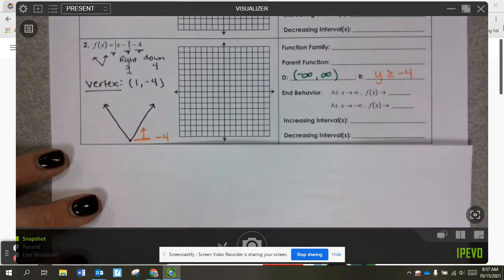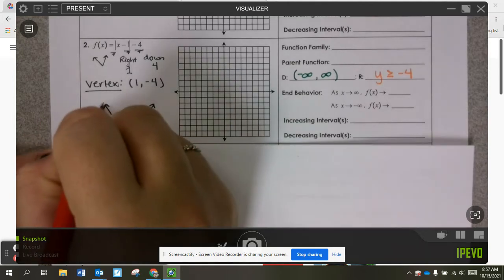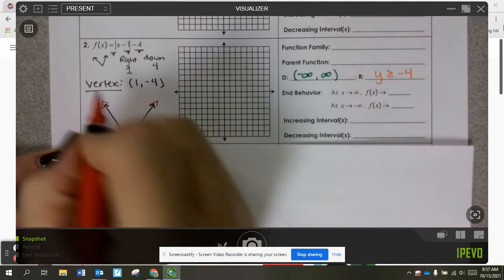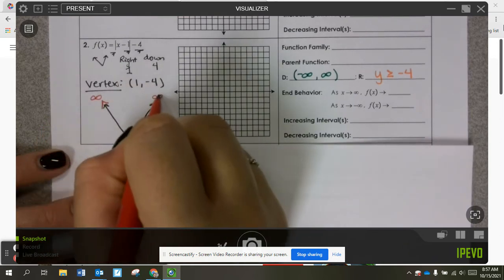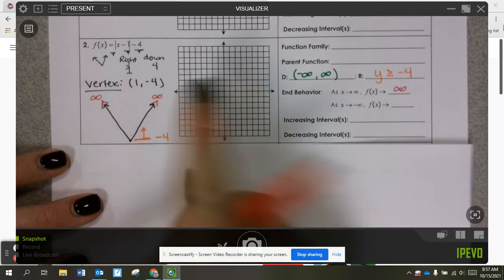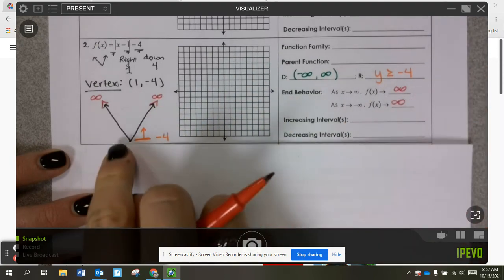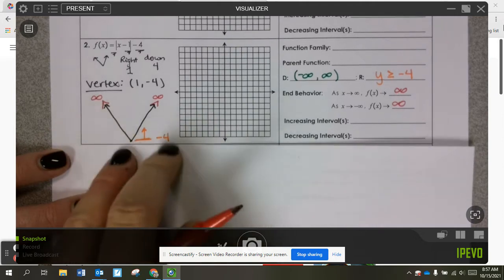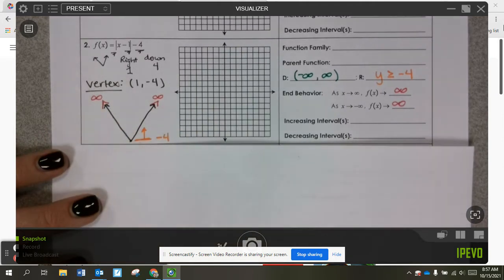I also know what's happening at the ends of my function, right? As this function goes off into the distance forever and ever, both sides are pointing towards positive infinity. So as x is getting bigger, y is getting bigger. As x is getting smaller, y is getting bigger. So they both go off into the distance to positive infinity.